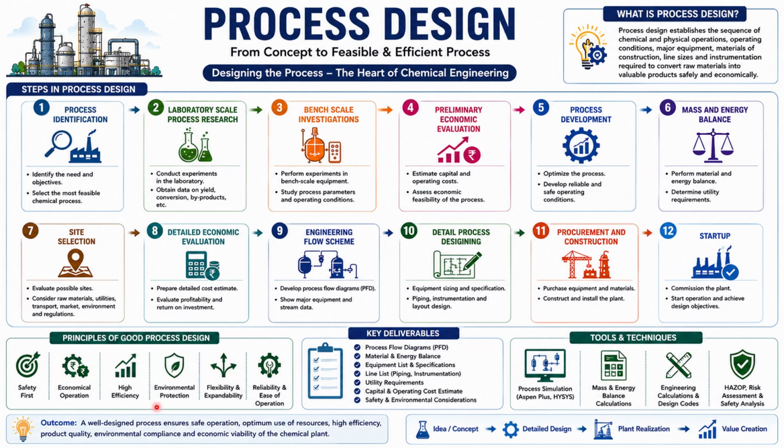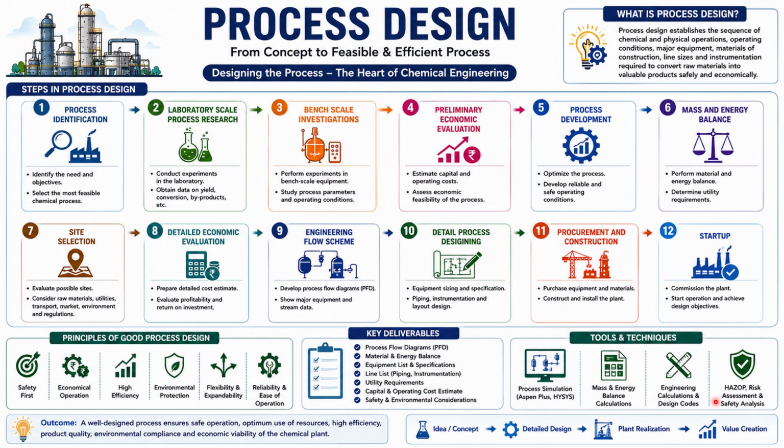So what will be the outcome? A well-designed process ensures safe operation, optimum use of resources, high efficiency, product quality, environmental compliance, and economic viability of a chemical plant. Again, as mentioned, the steps go like idea and concept, then detailed design, then plant realization, and finally the value creation. So this is how a process design works.